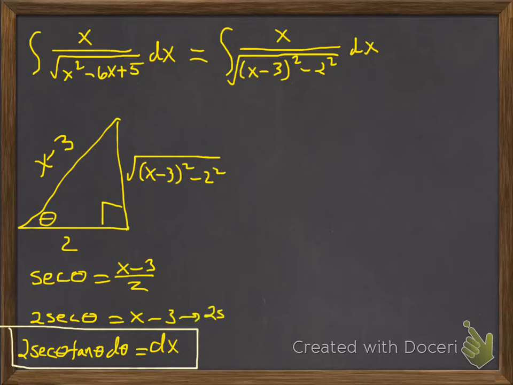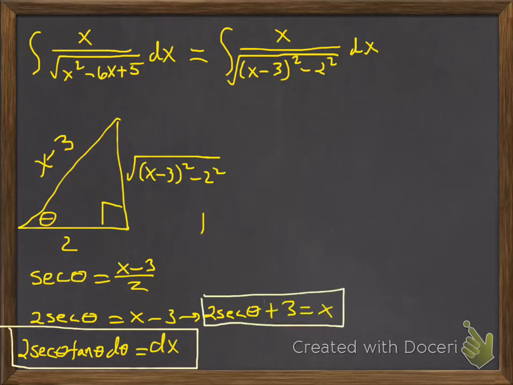Okay, and this second equation here, that's going to allow us to solve for that x that we need to replace. So we're going to solve that for x. So 2 secant of theta plus 3 is going to be equal to x. Okay, so that's one of the other things we need to replace.